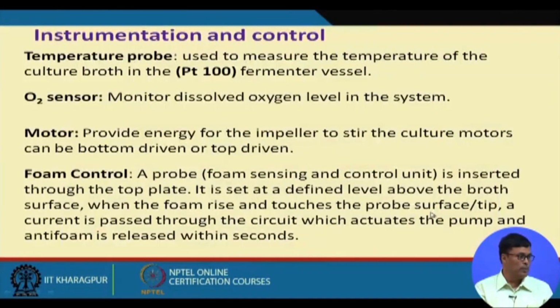So these are the principles, and there is also a temperature probe, an oxygen sensor, the motor and the foam control device, which I already discussed. Thank you very much.